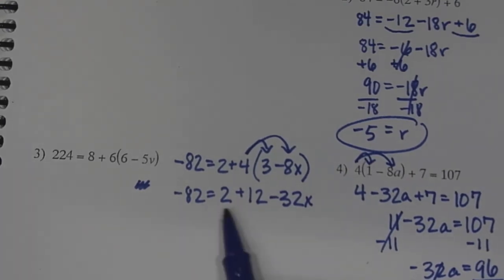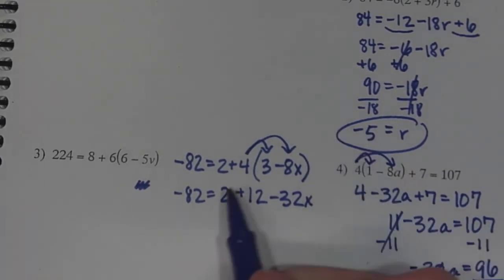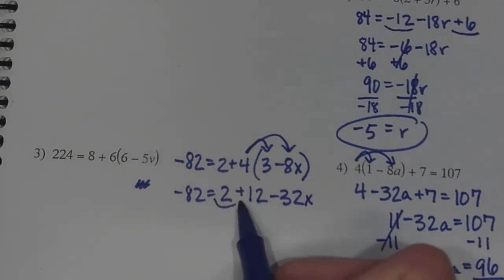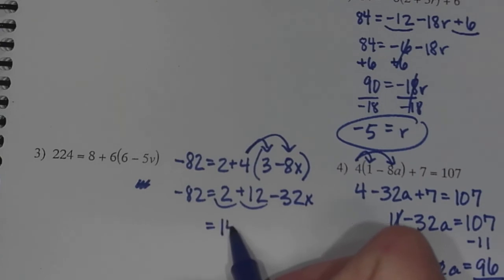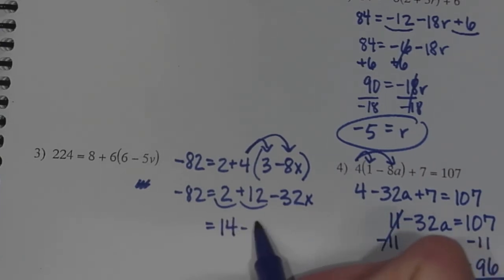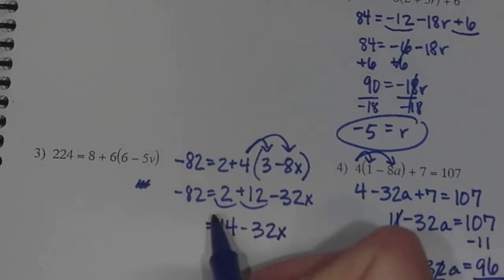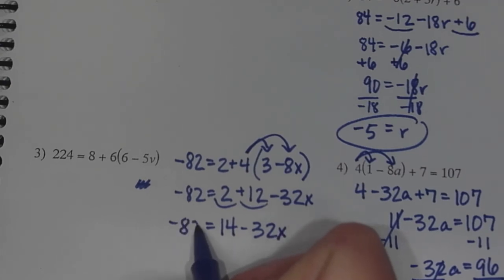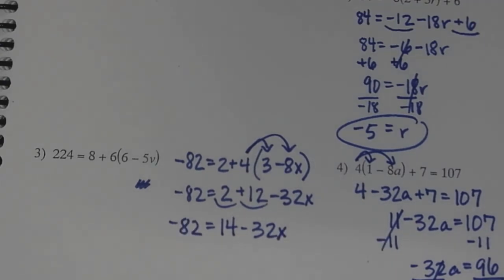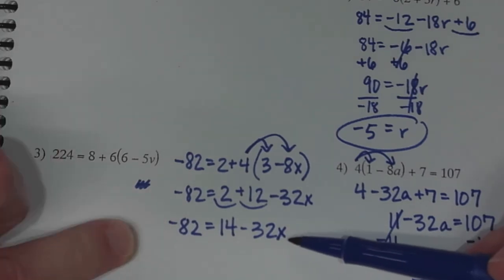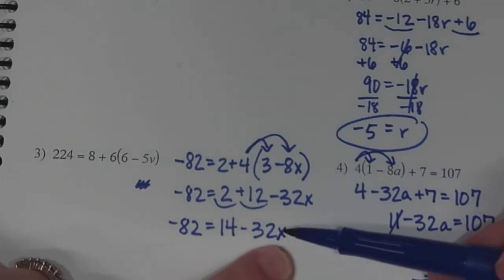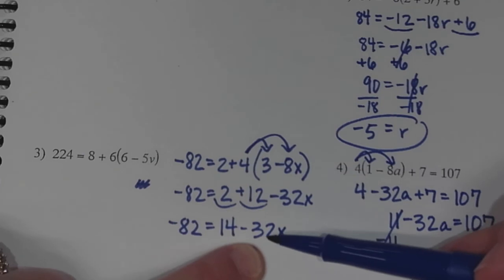Can I simplify any more here? Yeah, if you saw some like terms, you're right. You've got 2 and you've got 12. Those can be combined together to equal 14 minus the 32x, which is still there. And then, of course, I still need to bring down my negative 82. Okay, let's keep going. Now at this point, we just have a nice little two-step equation. What number are you going to get rid of first? We still need the x by itself. That's right, save that 32 for last.